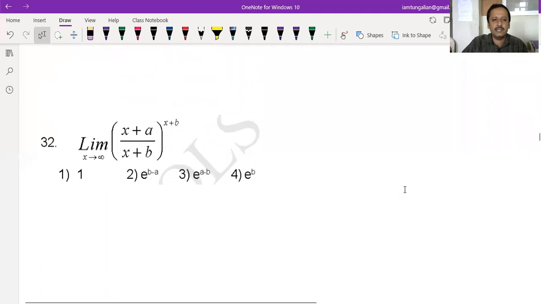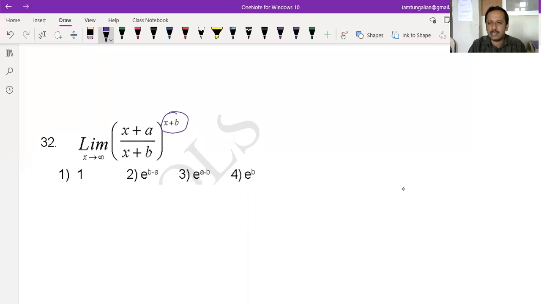Go to the next question. 32nd question: limit x tends to infinity of ((x plus a) by (x plus b)) whole power x plus b. Okay, so you just look at the base here. Forget about this power. You just think of this (x plus a) by (x plus b). When you look at this, as x tends to infinity, what will be its value?